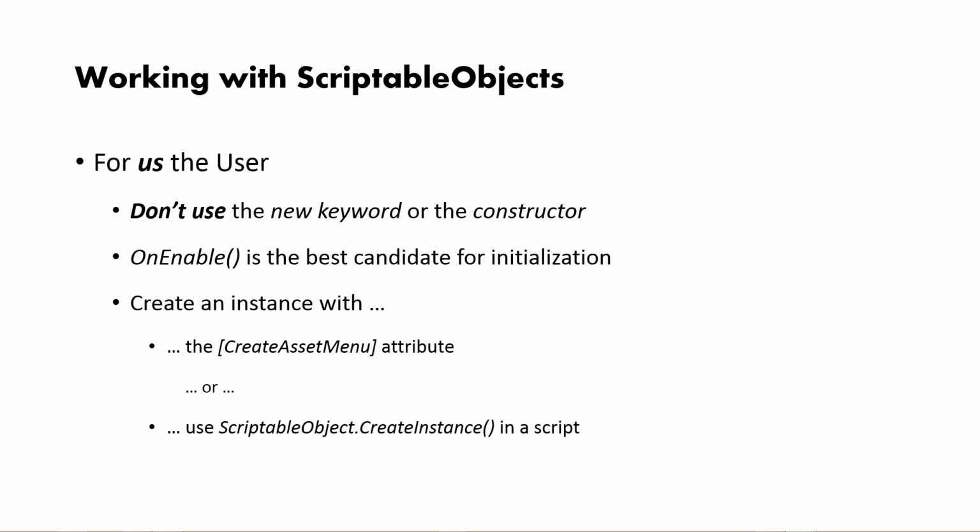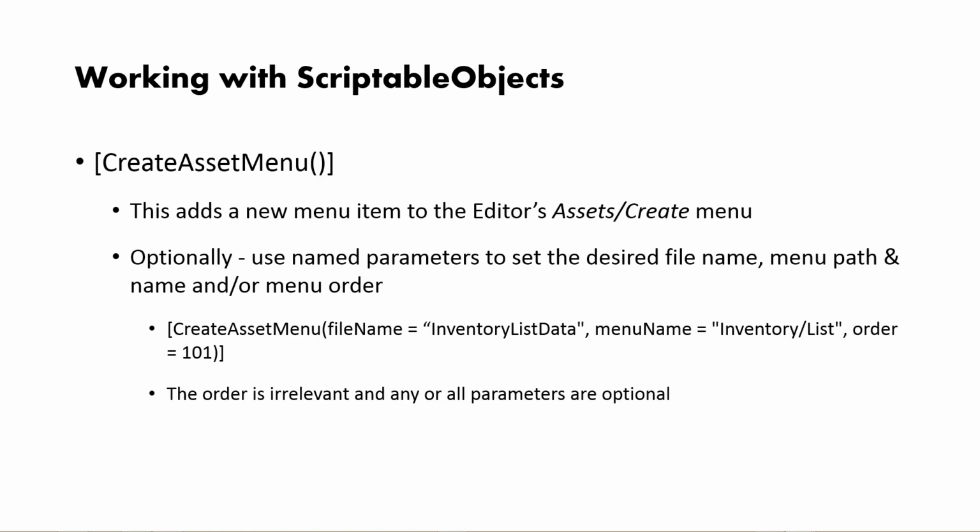And we create our instances of scriptable objects using either the CreateAssetMenu attribute, which we'll cover in a moment, or use the scriptable object's static CreateInstance method in a script. So the CreateAssetMenu attribute adds a new menu item directly to the editor's asset create menu. And then optionally, we can use named parameters to set the desired file name and the menu path and name and/or the menu order. And since this is using named parameters, you don't need to use any of them, or you could use all three. So there's an optional file name, an optional menu name, and an optional order.